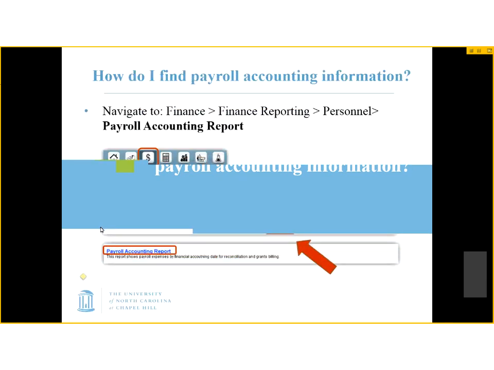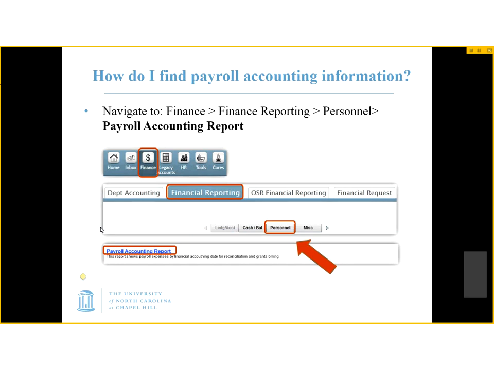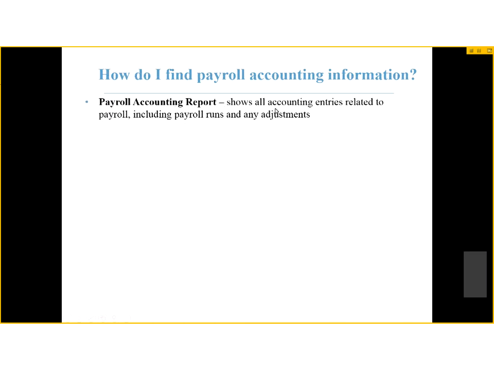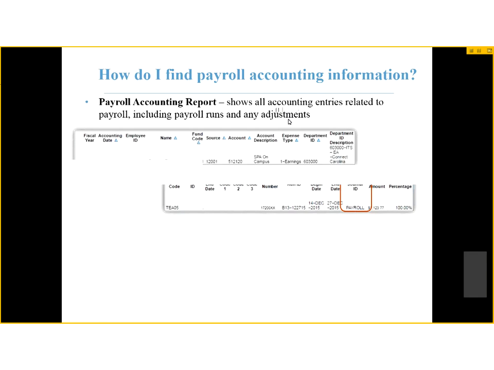So this is a report that just came out a couple weeks ago called the Payroll Accounting Report. This report is found in InfoPort under Finance, Financial Reporting, and under Personnel. And here you have the Payroll Accounting Report. What this shows is all the accounting entries related to payroll, including any payroll runs and any adjustments. And here's an example of what a row on that report will look like.